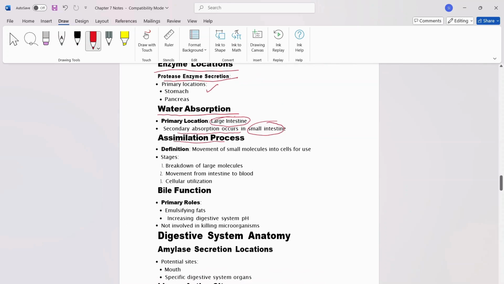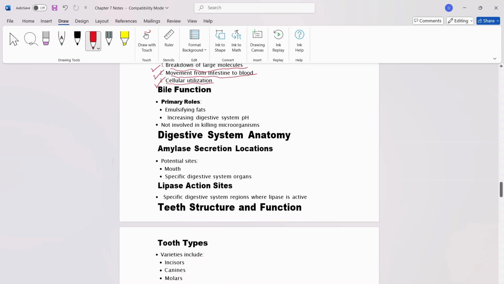Next, we have the assimilation process. The definition is movement of small molecules into cells for use. The stages include breakdown of large molecules, movement from intestine to blood, and cellular utilization. Let's talk about bile function. The primary role includes emulsifying fats, increasing digestive system pH, and it is not involved in killing microorganisms.